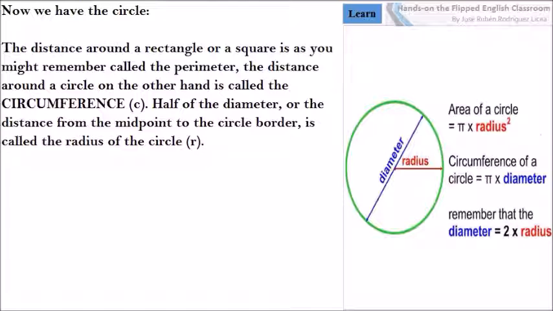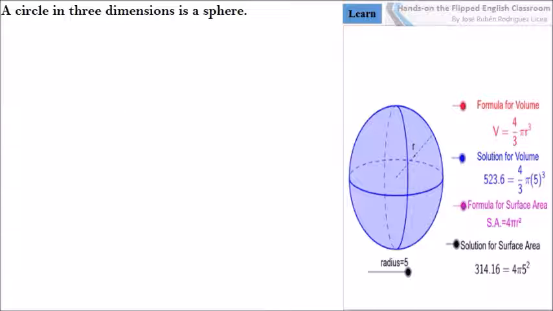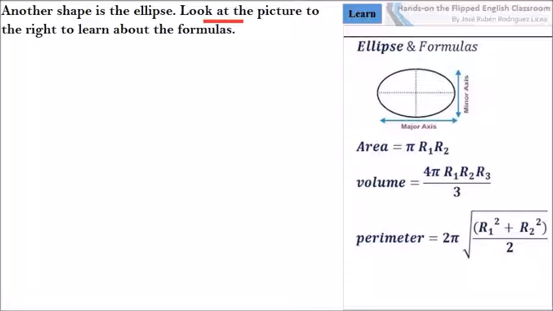Now we have the circle. The distance around a rectangle or a square is, as you might remember, called the perimeter. The distance around a circle, on the other hand, is called the circumference, C. Half of the diameter, or the distance from the midpoint to the circle border, is called the radius of the circle, r. A circle in 3 dimensions is a sphere. Another shape is the ellipse. Look at the picture to the right to learn about the formulas.